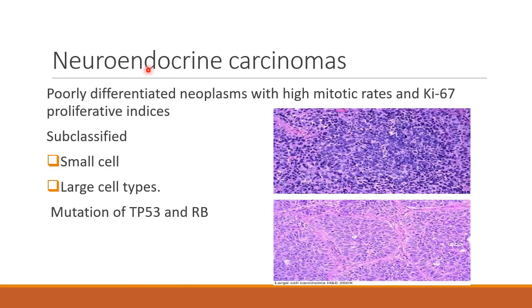Neuroendocrine carcinomas are poorly differentiated neoplasms that have high mitotic rates and a high Ki67 proliferative index on Ki67 immunohistochemistry. They are classified as small cell type and large cell type, and that occurs because of additional mutations of the TP53 and RB tumor suppressor genes. Immunohistochemically, they show the presence of synaptophysin and chromogranin.